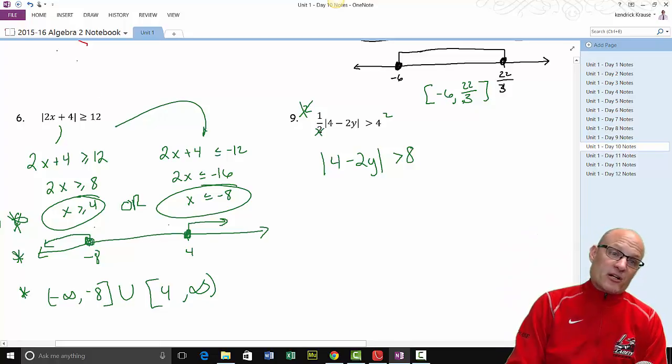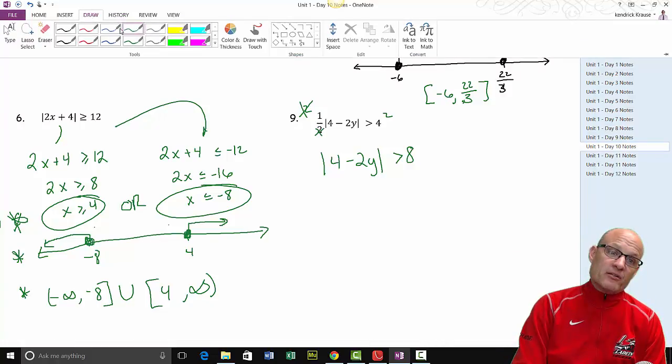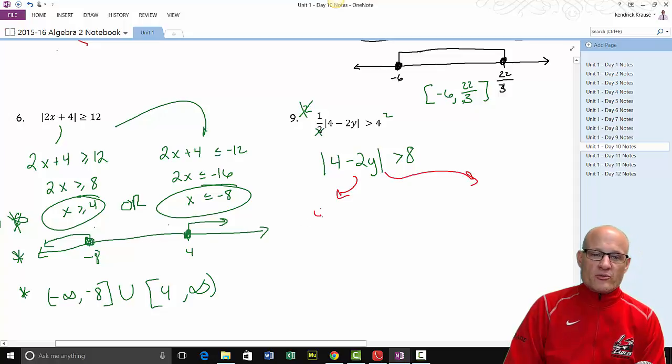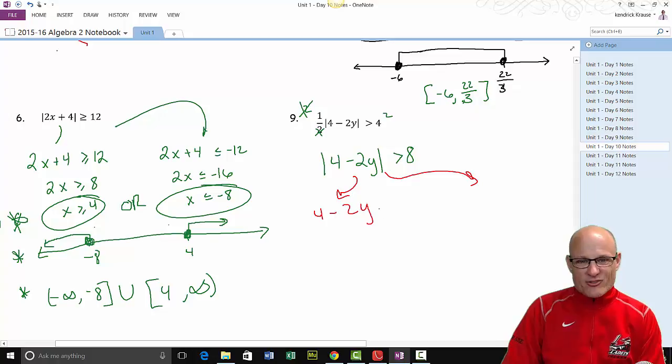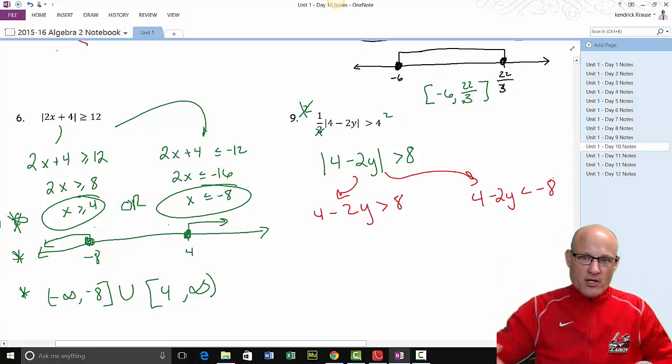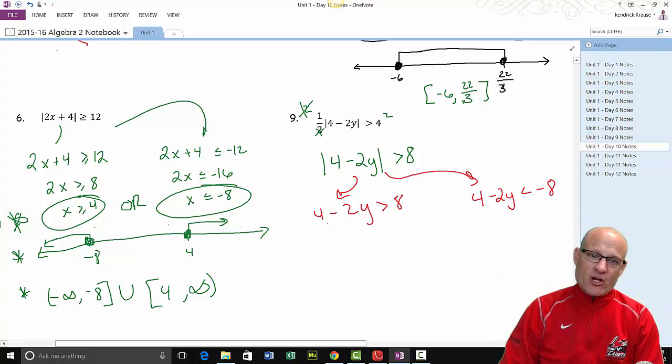Now let me grab a different color. So let's just split these up. Original, flip it. So, this one's going to get funky. 4 minus 2y is greater than 8, or 4 minus 2y is less than negative 8. We're going to flip them. Flip them. Oh, yeah. Now we got to solve.